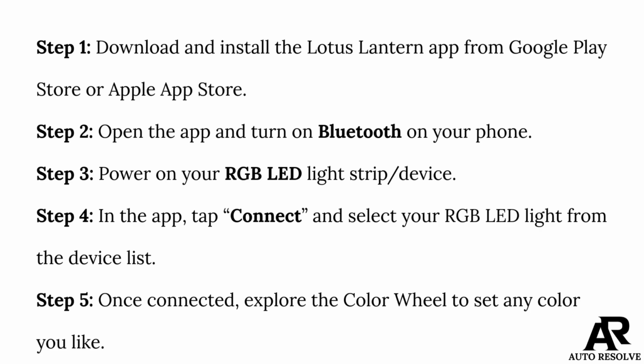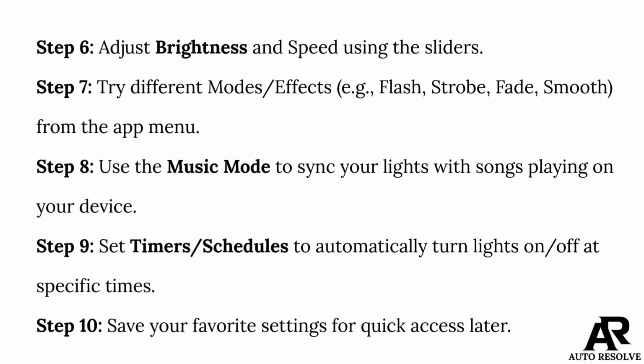Step 5. Once connected, explore the color wheel to set any color you like. Step 6. Adjust brightness and speed using the sliders. Step 7. Try different modes and effects, e.g., flash, strobe, fade, smooth, from the app menu.